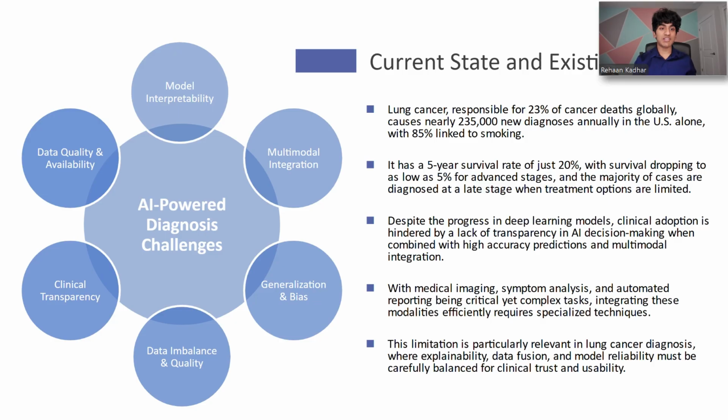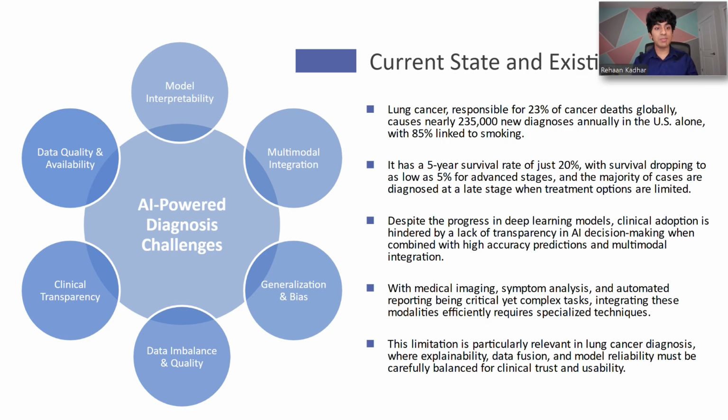It has a 5-year survival rate of just 20%, dropping to as low as 5% for advanced stages, and the majority of cases are diagnosed at a later stage when treatment options are limited. What this means is that as we increase the early stage diagnosis of these types of lung cancer cases, they can be more easily cured, and we can help patients better.